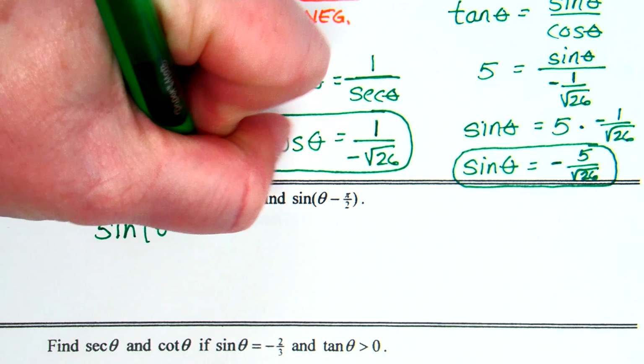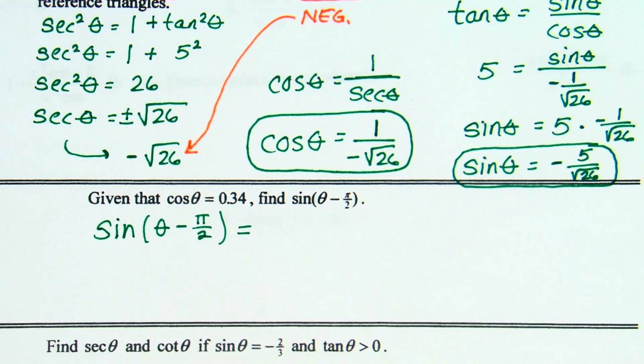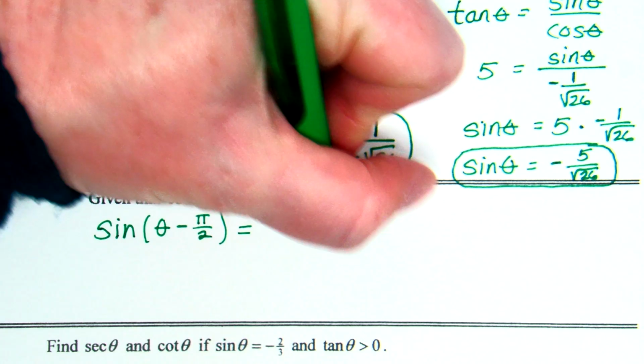They ask us, and there's a couple different ways we can think about this. They ask us to find sine of theta minus pi over 2, correct? Which is very similar to the co-function identity that says sine of pi over 2 minus theta. What is different about those? Pi over 2 is negative, and theta is positive.